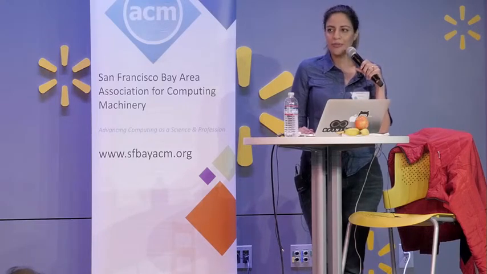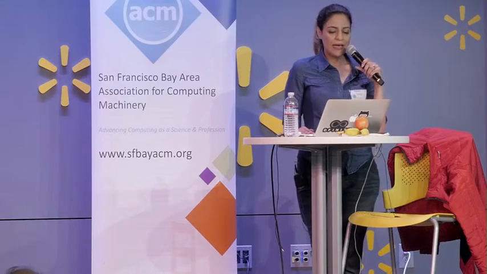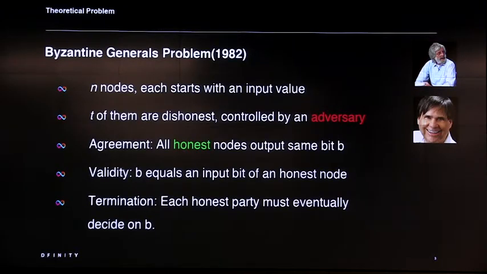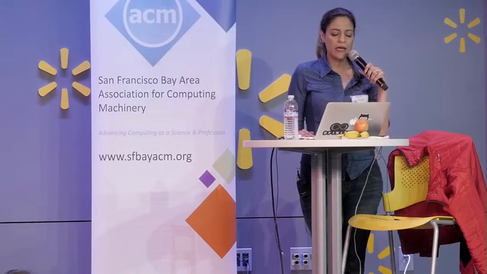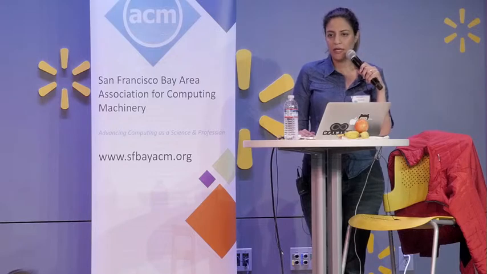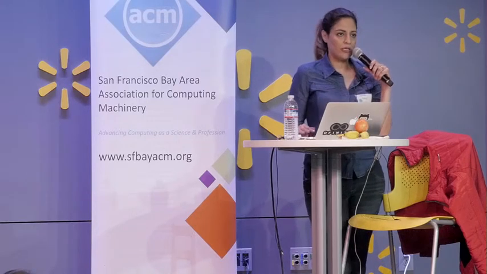And this is the problem of Byzantine generals that was introduced in 1982. To formalize the problem, we have n nodes that each start with some input value, and t of our nodes are dishonest and controlled by an adversary. We define agreement as all honest nodes output the same bit, or the same input value. We define validity as the bit equaling one of the input bits of an honest node, so it should be an honest input. And we define termination as each honest party must eventually decide on b, and if one honest party decides on b, all other honest parties should decide on b.